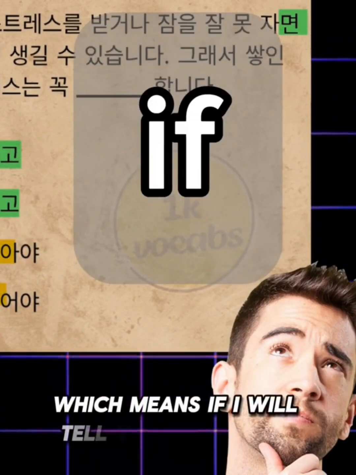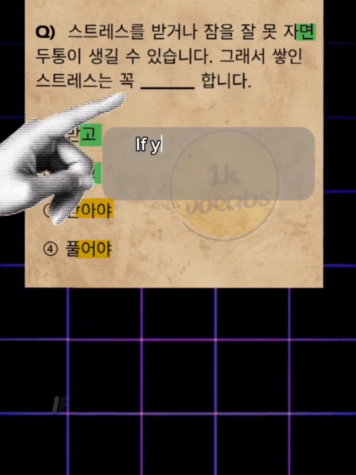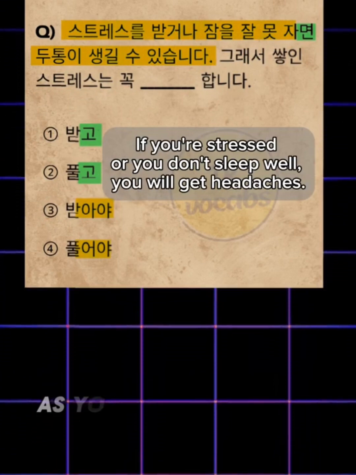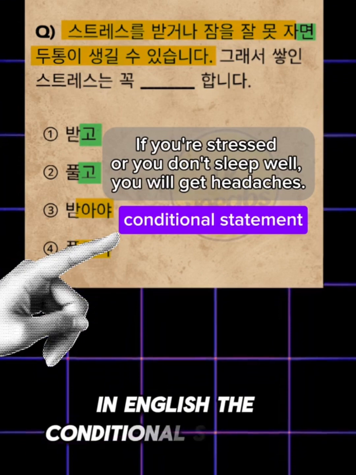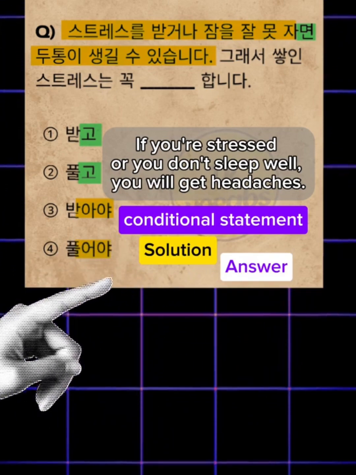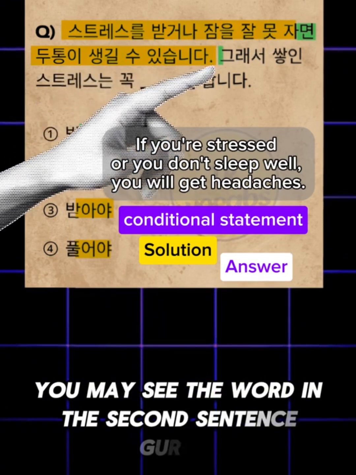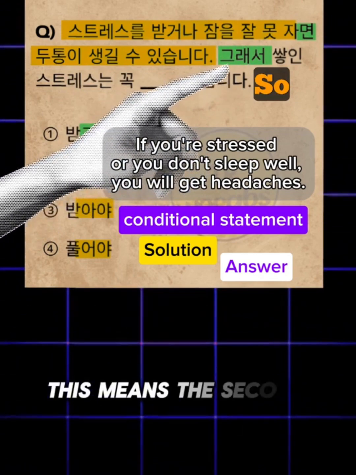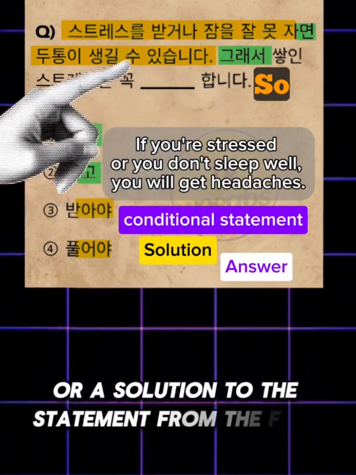I will tell you why. Focus on the first sentence. It says, if you're stressed or you don't sleep well, you will get headaches. As you noticed, this is a conditional statement. In English, the conditional statement is always followed by a solution or an answer. Go back to the example. You may see the word in the second sentence, gurizo, which means so. This means the second sentence is just like an answer or a solution to the statement from the first sentence.